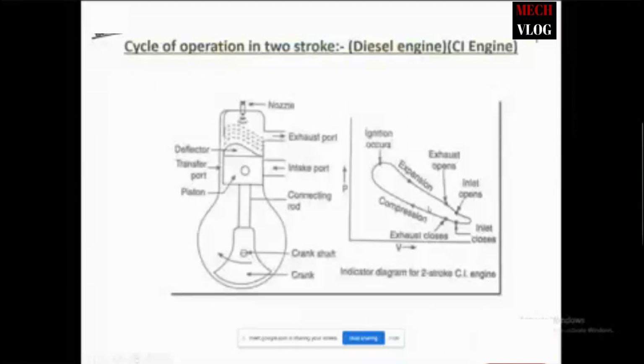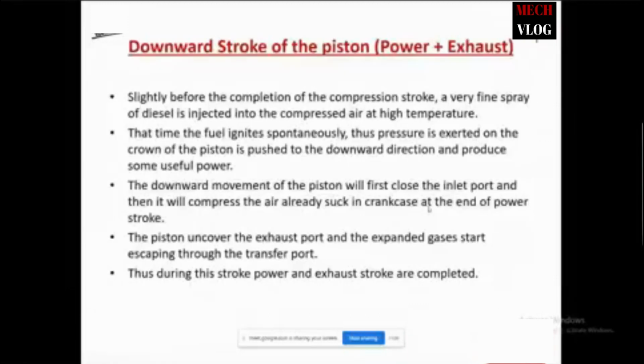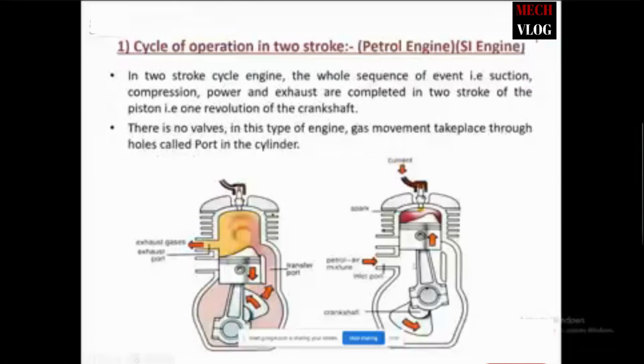The next one is the downward stroke of the piston, that is power plus exhaust. Slightly before the completion of the compression stroke, a very fine spray of diesel is injected into the compressed air at high temperature. As you can see in this figure, this is our diesel engine, and here instead of a spark plug we use a fuel injector. When the pressure increases, the temperature also increases, as in the equation PV = mRT.